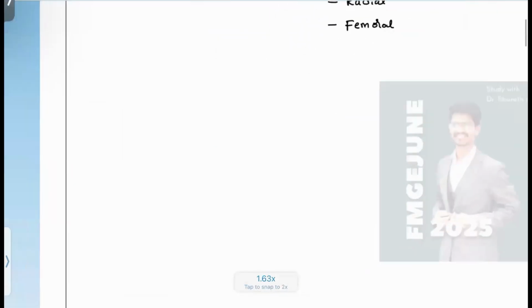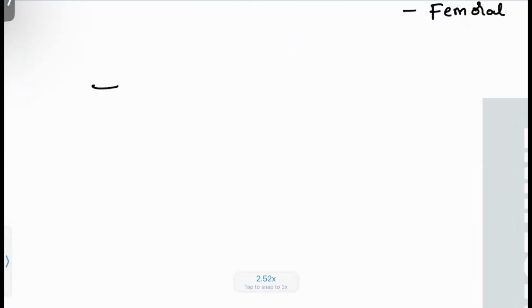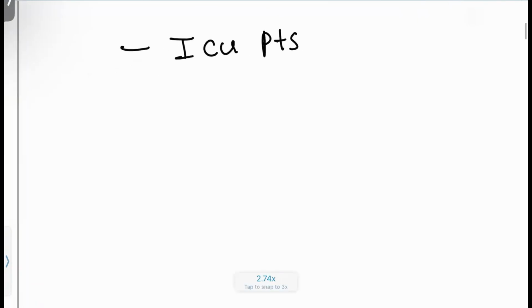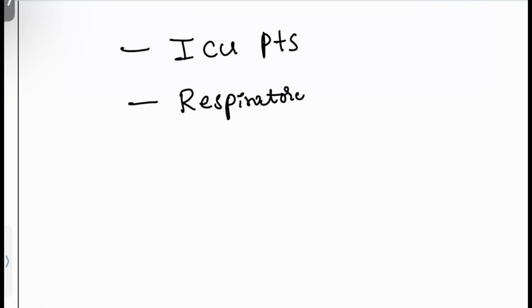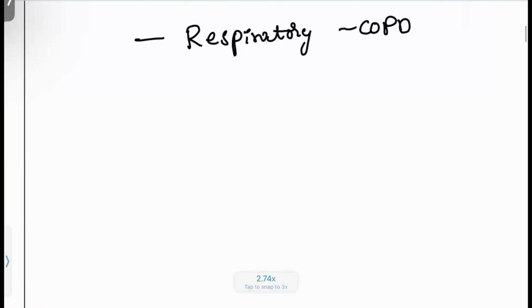And what are the indications? Why do we do this ABG analysis in the first place? Basically, the indications are ICU patients. Those ICU patients on mechanical ventilation, ARDS, pneumonia patients, we are going to perform arterial blood gas analysis. And those who are suffering from chronic respiratory conditions, especially COPD patients, or obstructive patients like status asthmaticus, all these patients we are going to check.